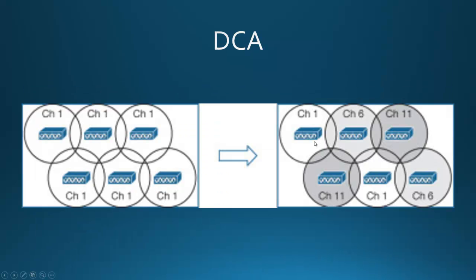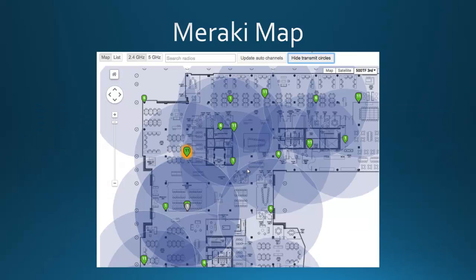All right, and here's dynamic channel allocation. So if I set this up like this, or I had a screwball tech that put everything on channel 1 because he didn't know any better, DCA would fix it like this so that 1 goes to 11, goes to 6. So 1 and 1 never touch each other, 11 and 11 never touch each other, 6 and 6 never touch each other. So it does all those calculations automatically.